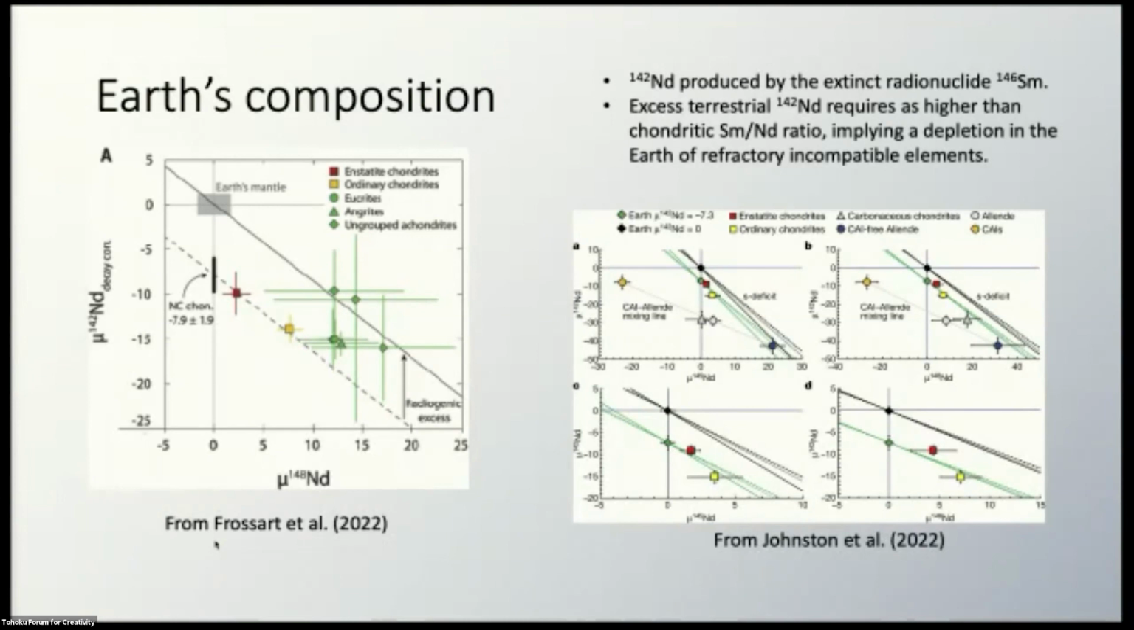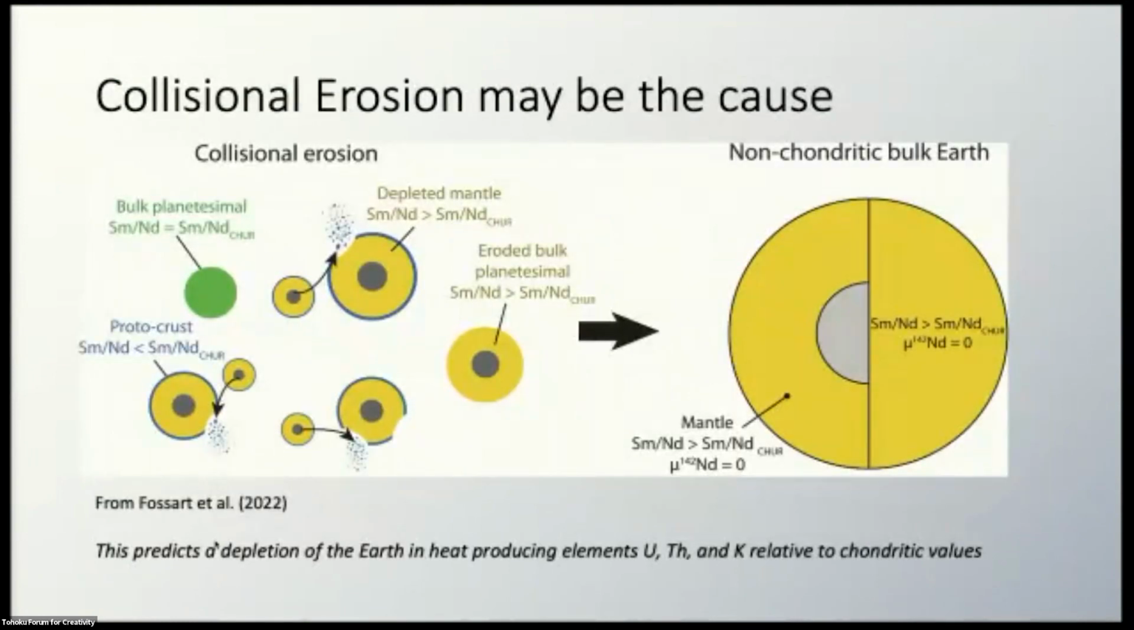Okay, so that has to be chemical. So there's some sort of chemical fractionation going on. One of the ideas that's been around for quite a while is collisional erosion. And we know the last stages of giant planet formation involve large collisions.